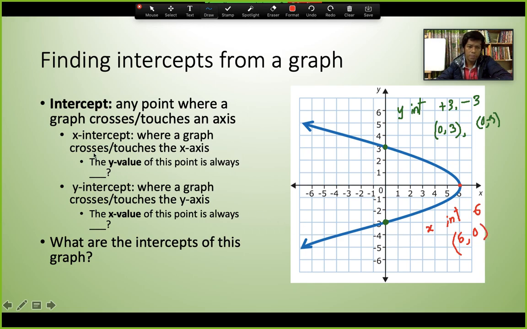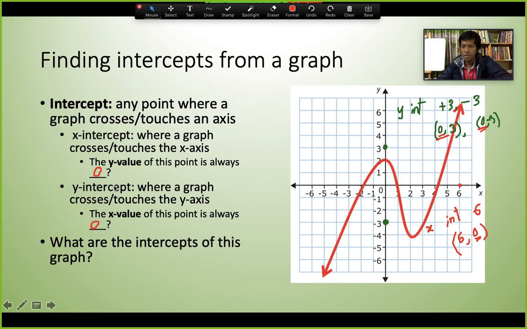Now we have a question. The y value of the point is always what for an x-intercept? For an x-intercept, the y value is always 0, since the point is on the x-line. And for the y-intercept, the x value is 0 here, and 0 here as well. So the x value of the y-intercept is also always 0.